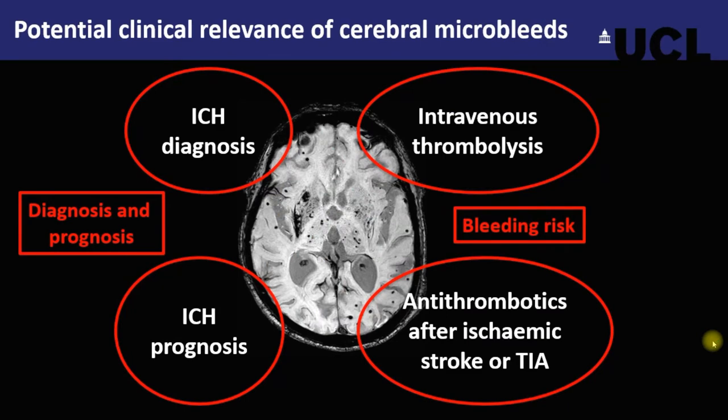Onto the potential clinical relevance then of cerebral microbleeds. So I'm going to first talk about diagnosis and prognosis after intracerebral hemorrhage, and then we'll talk about bleeding risk in people with ischemic stroke or TIA treated with antithrombotics, and in patients with acute ischemic stroke who are being considered for intravenous thrombolysis.